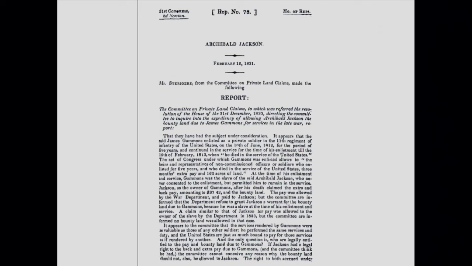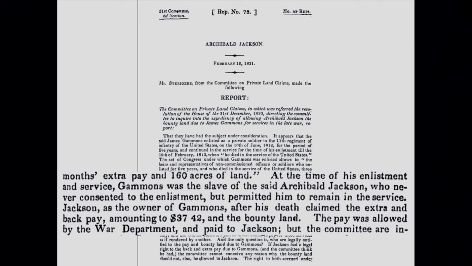Now we turn to an 1830 private land claim, in this case titled Archibald Jackson from February of 1831. And this report actually relates to the service of James Gammons, who was his slave. At the time of his enlistment in service, Gammons was the slave of said Archibald Jackson, who neither consented to the enlistment but permitted him to remain in the service.